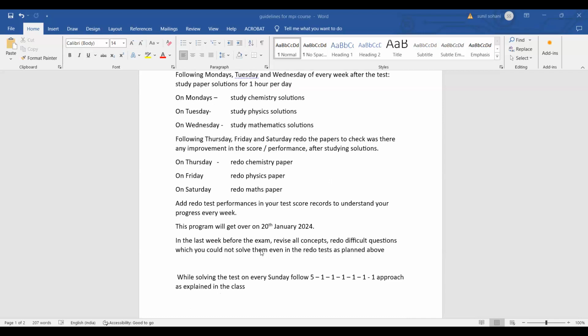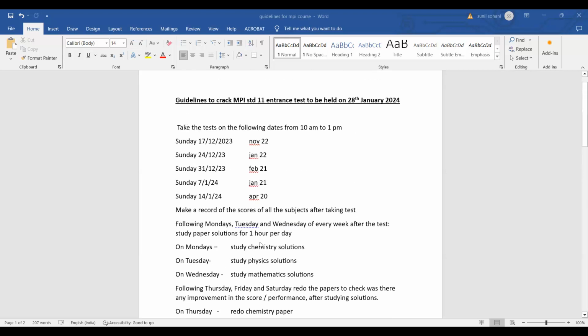In the last week before the exam, you revise all the concepts you learned in this 1.5 month activity, and you can redo difficult questions which you could not solve even in a redo test. You need to do only this much. I hope this schedule is understood by everyone.